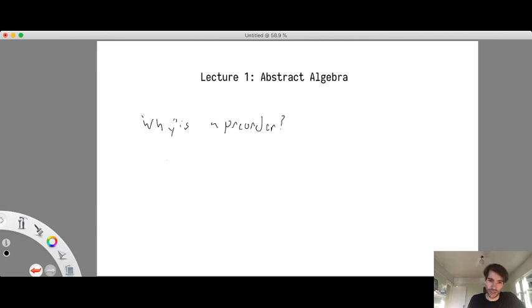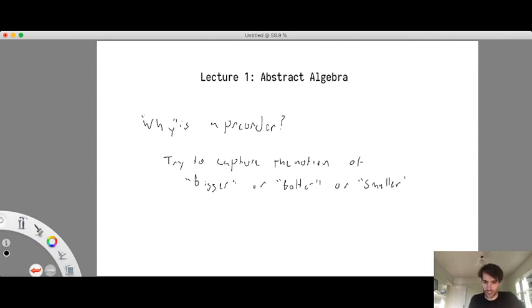It tries to capture the notion of bigger or better, or smaller, or really any other sort of word you can think of. If it's an "it's", it's probably a preorder. So, yeah. I didn't mean to do that.